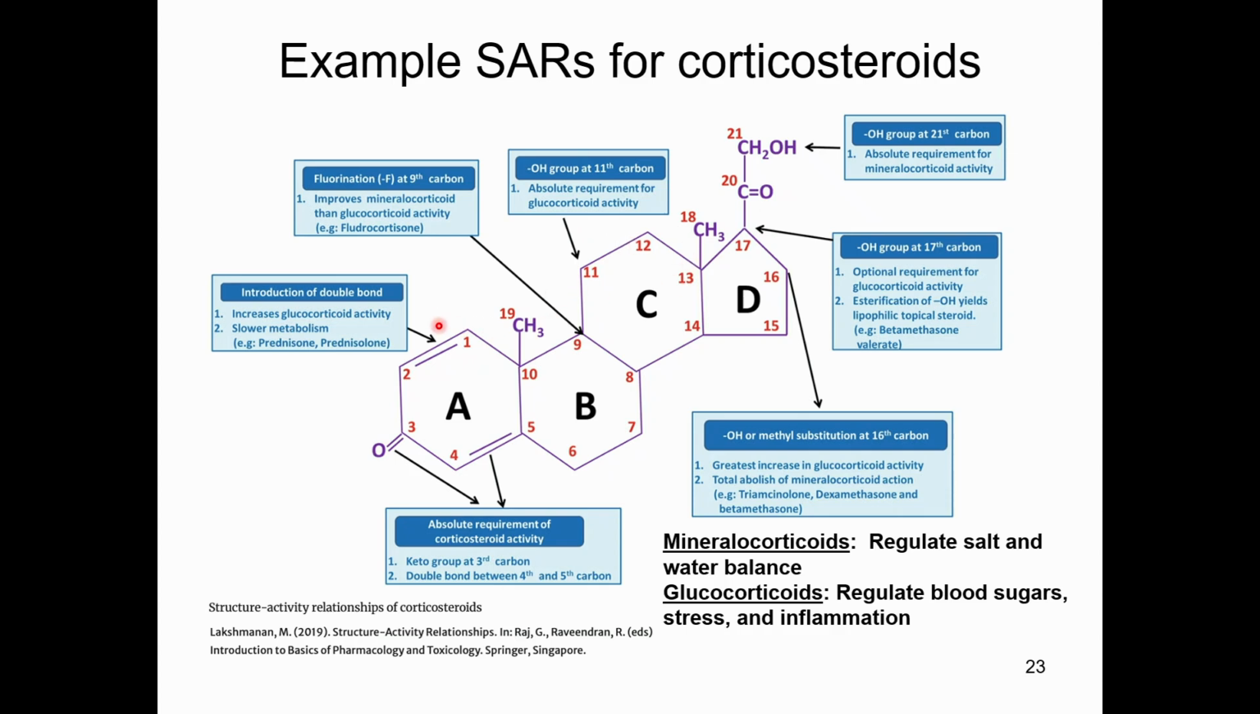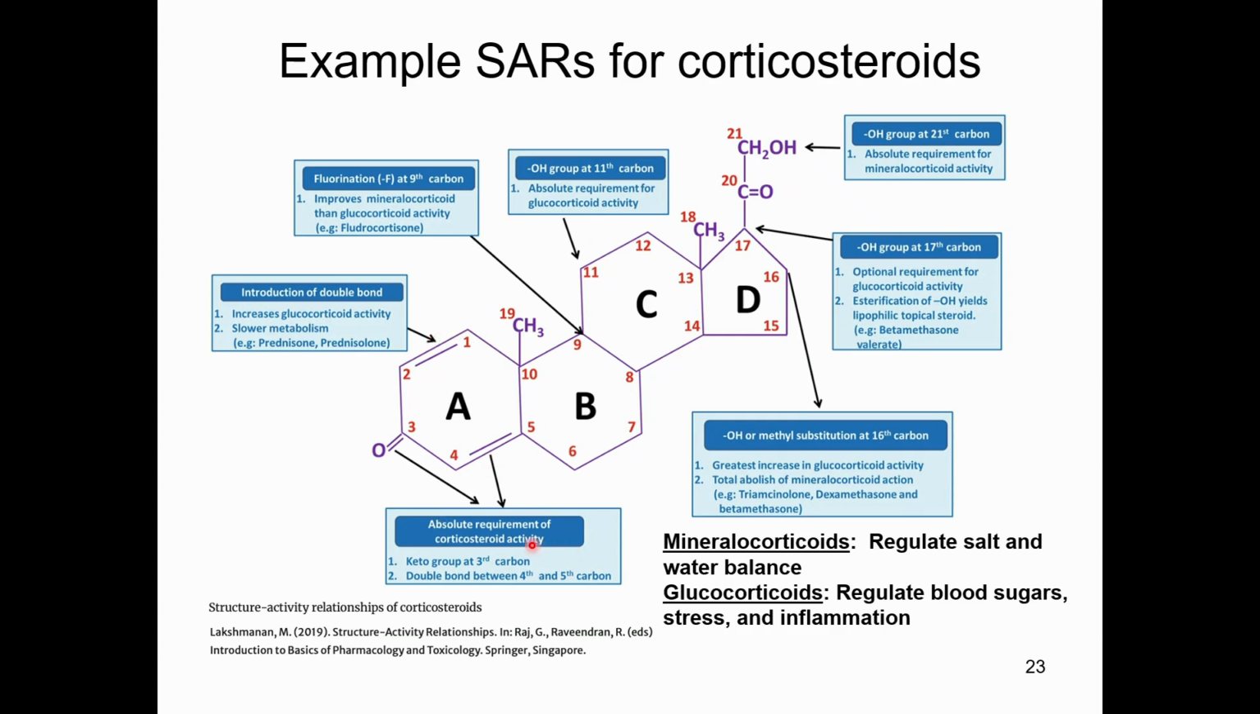You can just kind of randomly go around here. Adding a double bond right here in ring A increases glucocorticoid activity, but it also slows metabolism of the drug, in the case of prednisone. If you alter the metabolism of a drug, that's going to affect pharmacokinetics, right? If you slow the metabolism of the drug, that drug will persist longer. So by tweaking that double bond right there, you can make that persist in the body much longer.